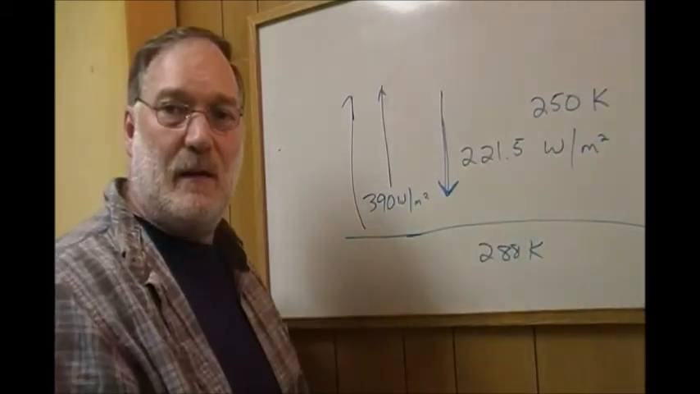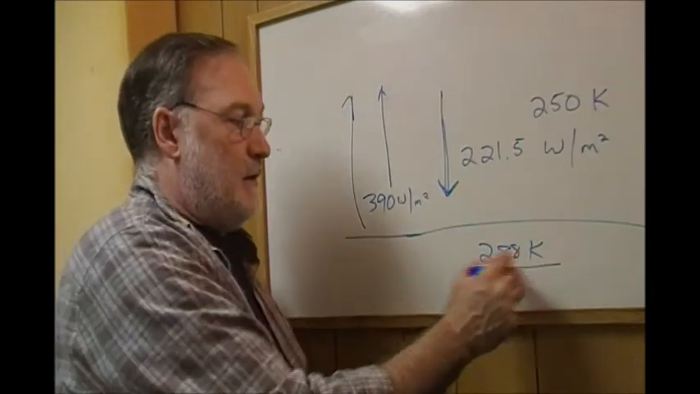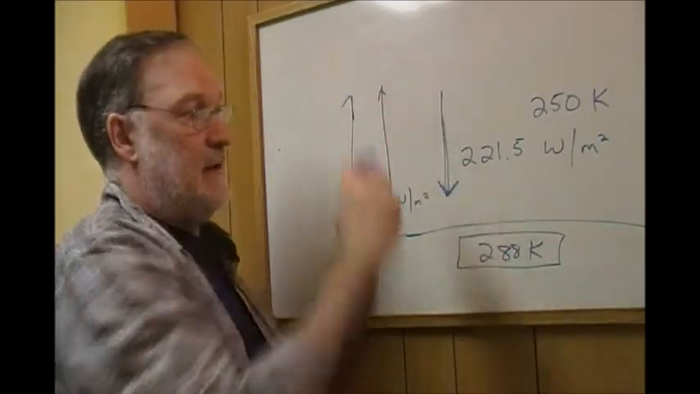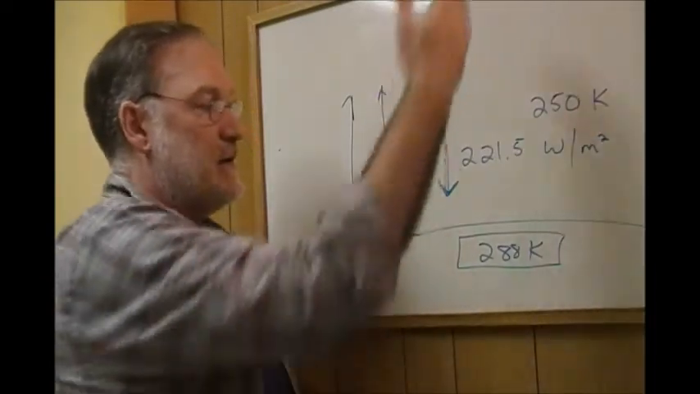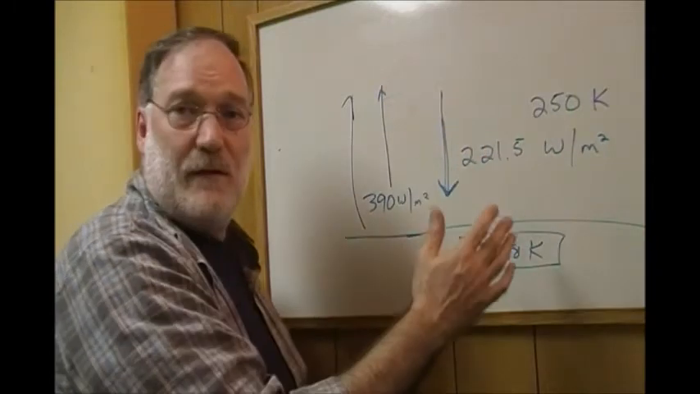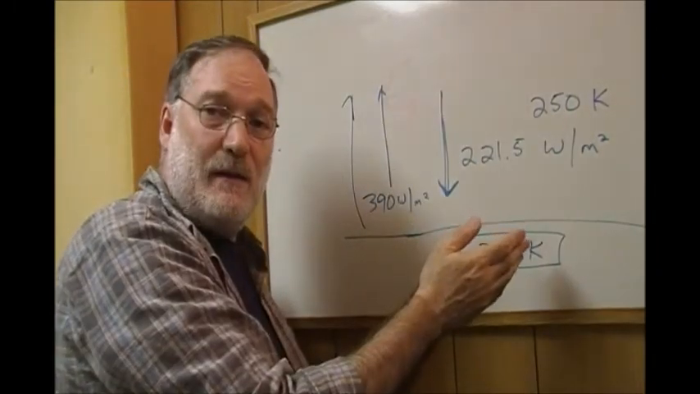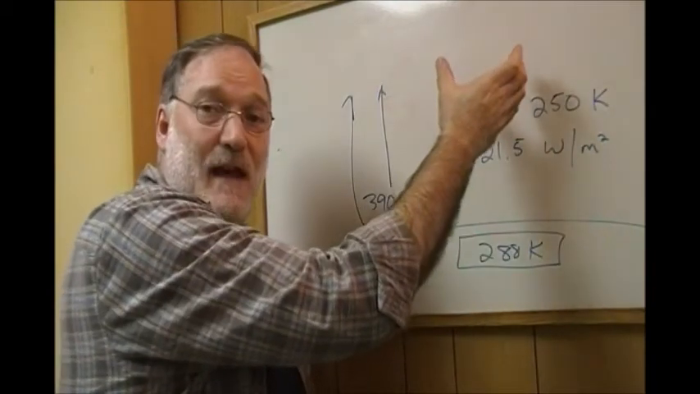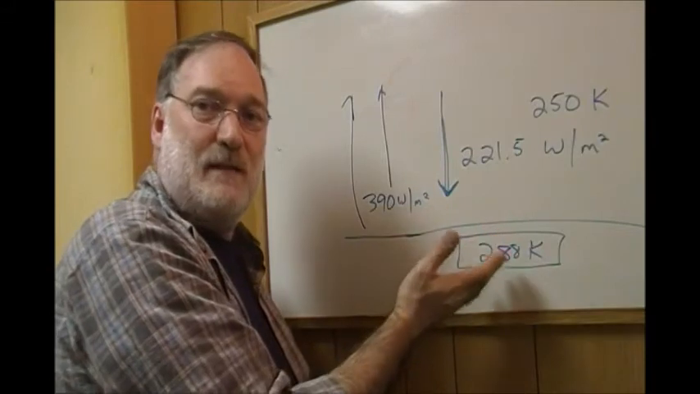221.5 of that is coming back down to slow the cooling. So there's a net radiation here. So what happens? The Earth is being heated by the sun. That's how this thing doesn't just cool off completely. When the sun comes out, more radiation is coming from the sun, and that visible light is absorbed by the ground. That heats up the ground.